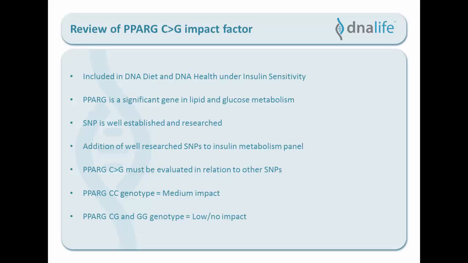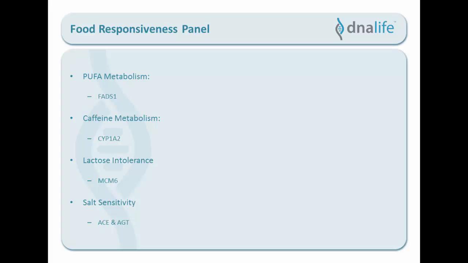And so it's still a very important gene to consider, but just to consider it in relation to the other genes and SNPs in the panel. So that's just what we wanted to mention around PPAR gamma. Okay, now moving on to food responsiveness, we have a number of new genes added to this panel. It's actually a whole new panel in itself. That's a very exciting and very interesting panel, I think, especially for your patients.